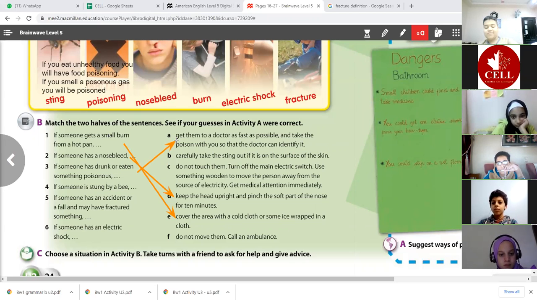Good job. So if someone has drunk or eaten something poisonous, you have to get the poison out, that food or that alcohol or that beverage. Beverage means anything with liquid, like juice or a cocktail. Take that beverage or food or alcohol with you. A cocktail which contains alcohol can get you drunk.